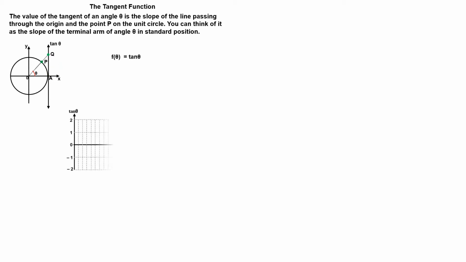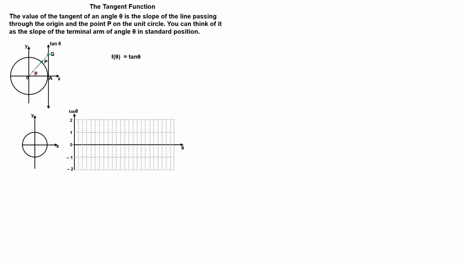To graph the tangent function, the horizontal axis shows the values of theta and the vertical axis shows the values of tangent of theta. We project the values of tangent of theta from the unit circle to the set of axes to get the graph of tangent of theta.